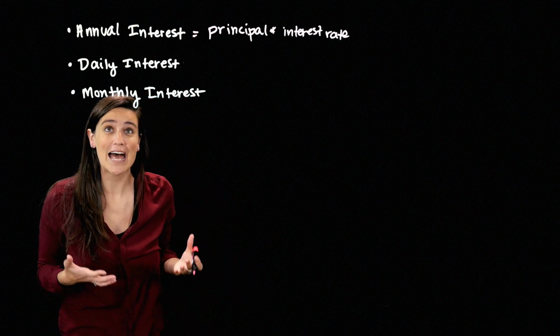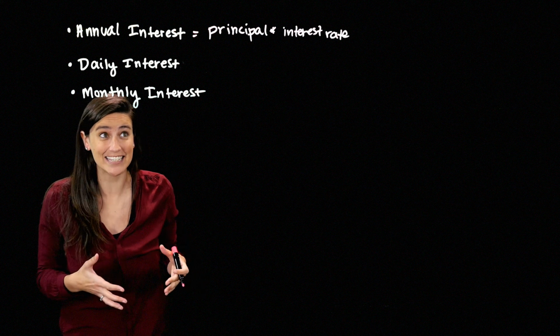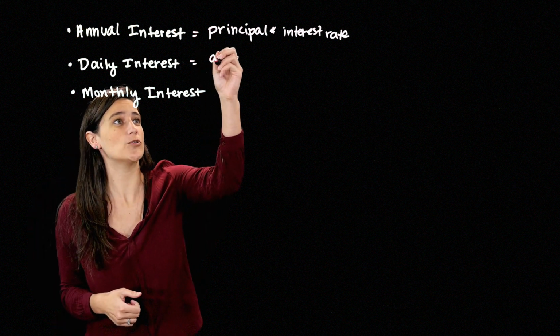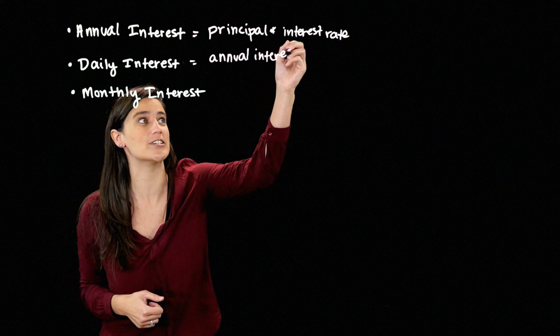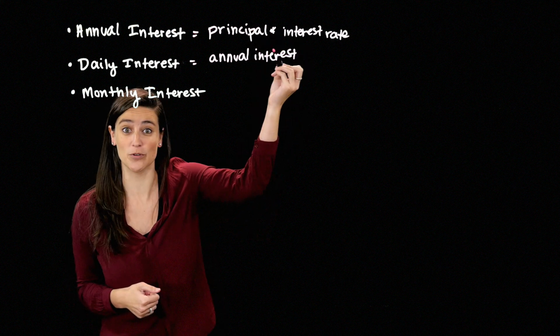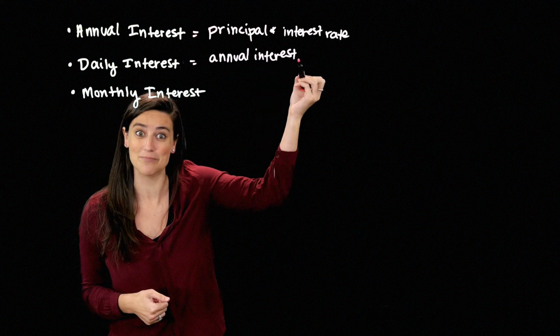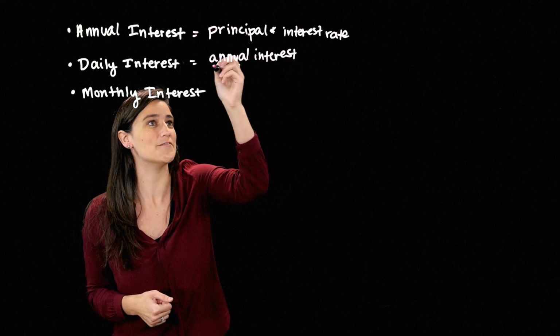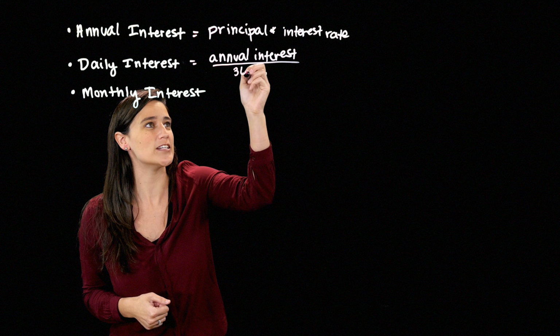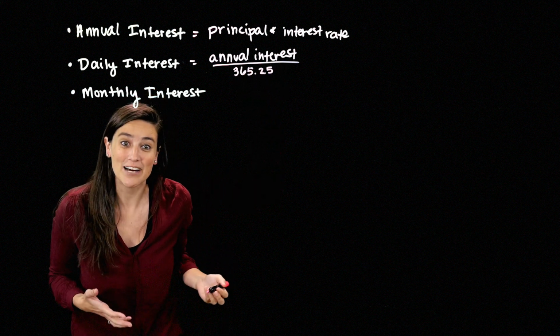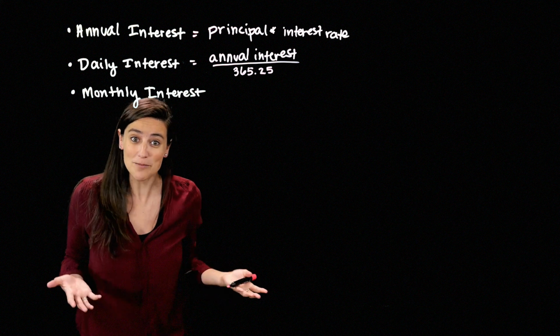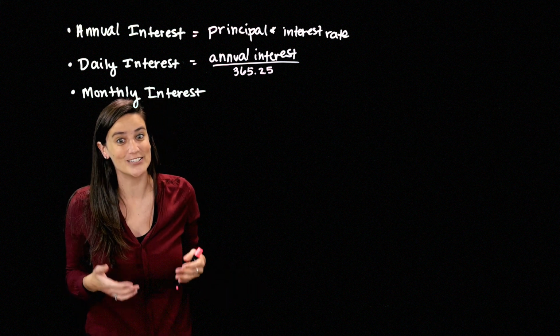If you want to determine how much interest you're paying daily, well, you could take your annual interest rate, or annual interest paid, the total that you would find by multiplying principal times the interest rate, and divide by 365.25. That's because every fourth year we have a leap year, so the number of days in a year is actually 365.25.